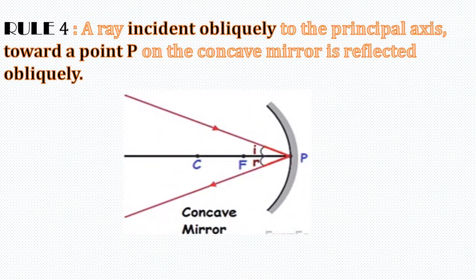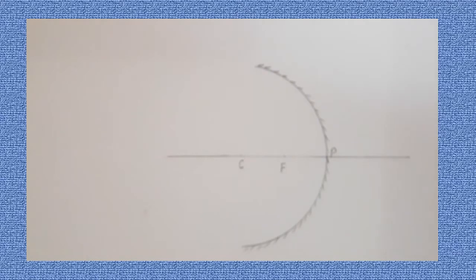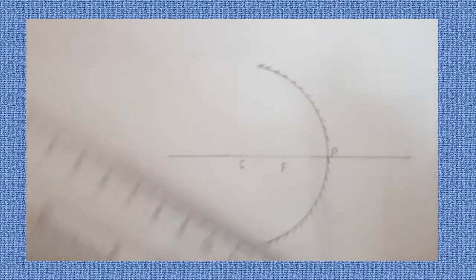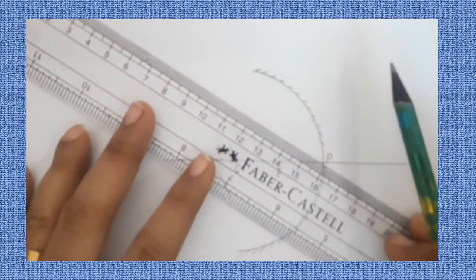Rule 4. A ray incident obliquely to the principal axis towards a point P on the concave mirror is reflected obliquely. Let's understand it through the video. Children, now the fourth rule. A ray of light incident obliquely towards the principal axis at a point P will reflect obliquely. So, let us draw. Here we have drawn the concave mirror, noted the center of curvature, pole and the principal focus. A ray of light that is incident obliquely.